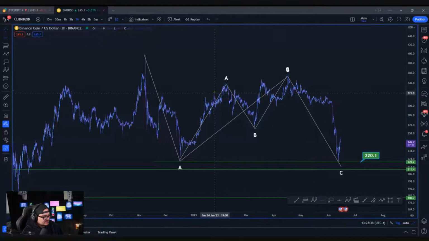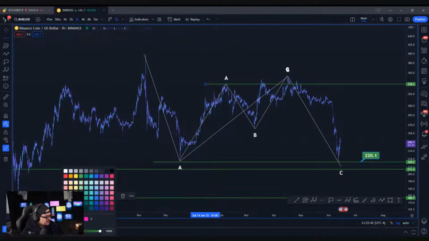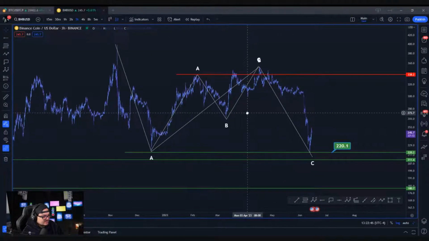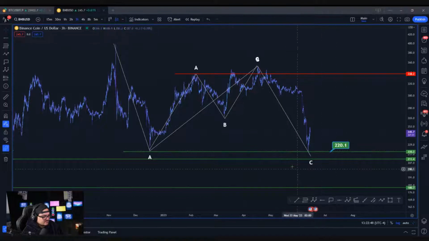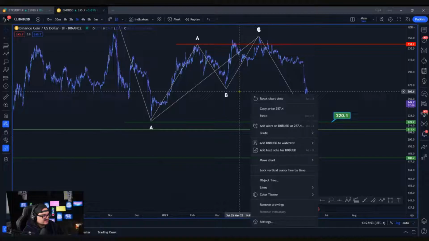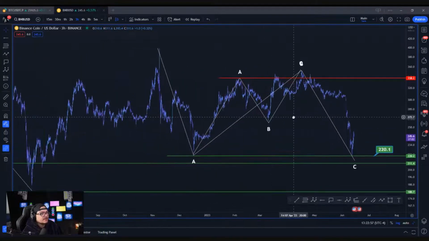I wonder if anyone else took this short on BNB. There was a beautiful short on BNB. I probably would have taken profit by now if I was in this short. But yeah, besides that, I really don't see anything else besides that one long trade.